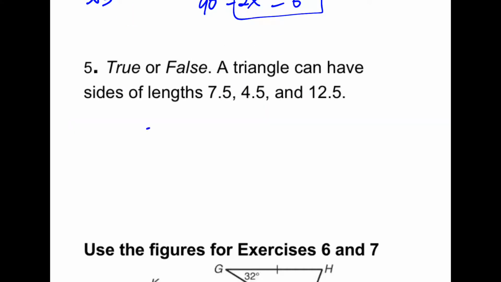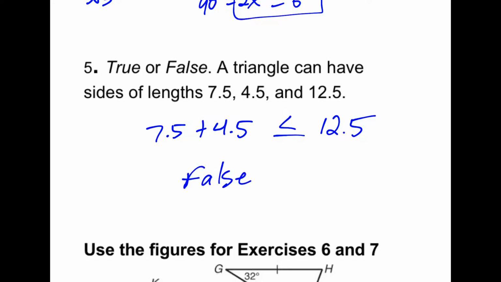To figure out number 5, I would take 7.5 and add 4.5 and compare that to 12.5. It turns out it's less than 12.5, so it's false that a triangle can have these side lengths.